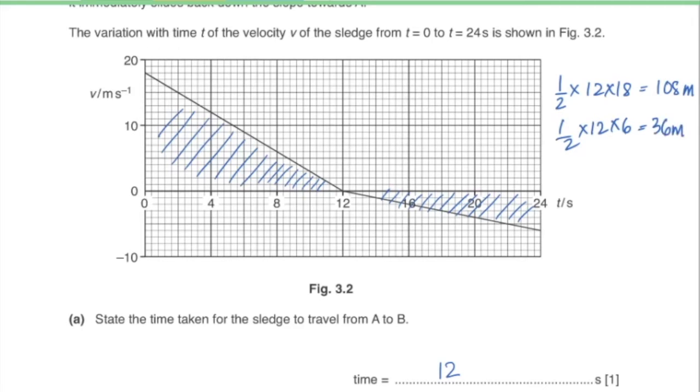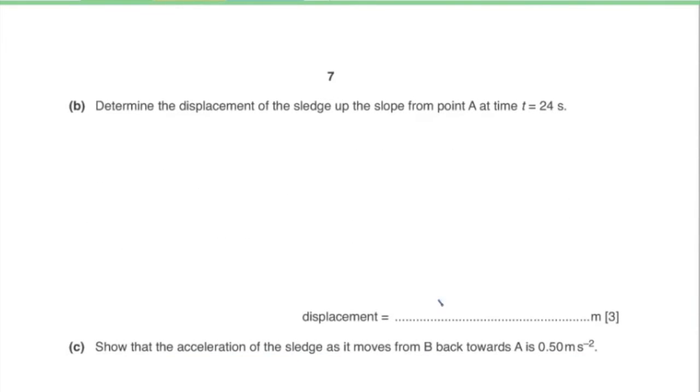So displacement is the shortest distance from the starting point to the finishing point. That's going to be the difference between these two distances. So 108 minus 36 gives me 72 meters. So the displacement from time t equals 0 to time t equals 24 seconds is 72 meters.